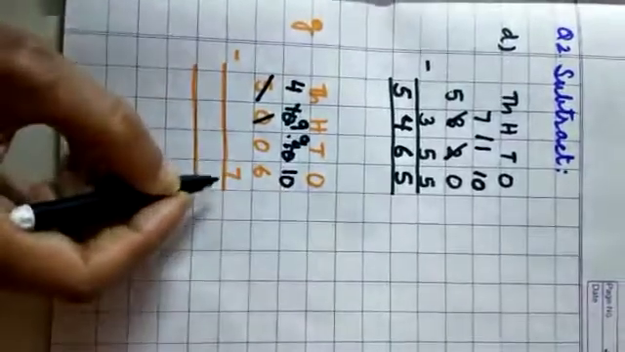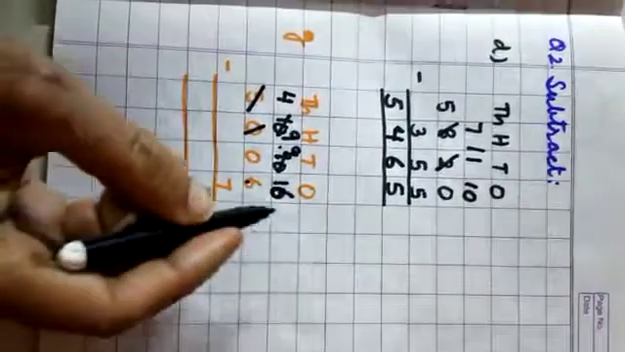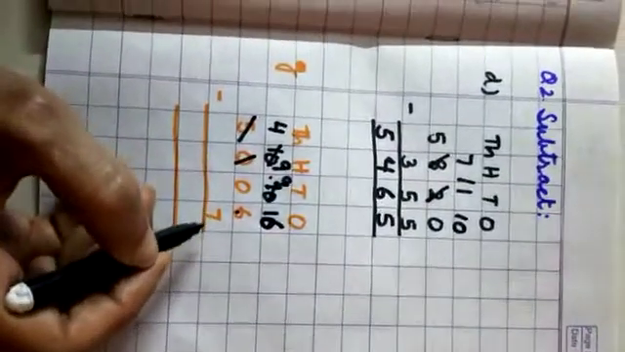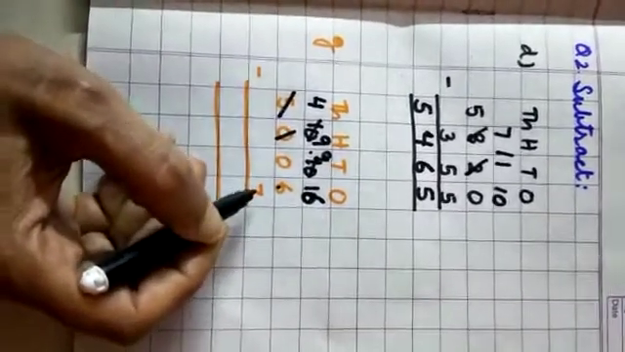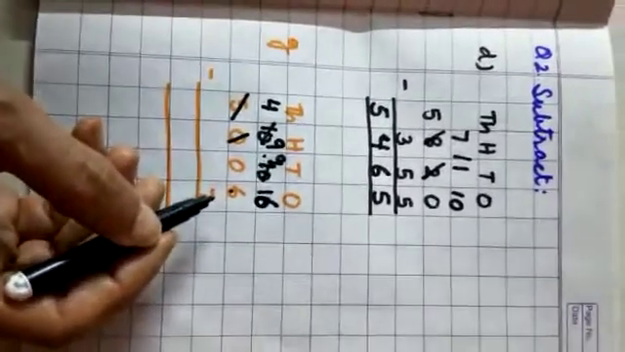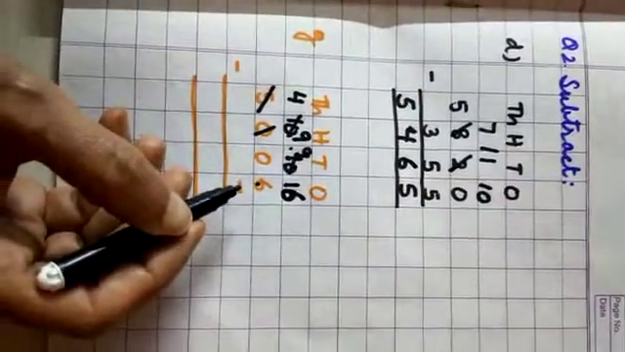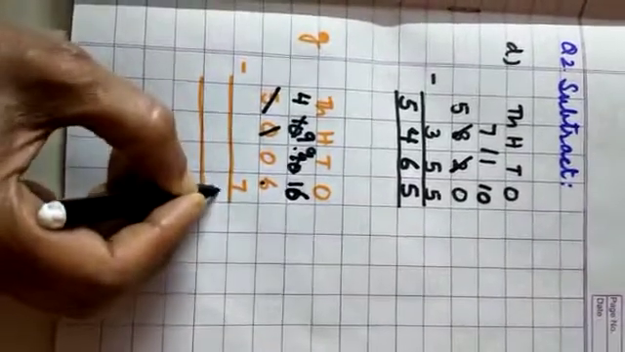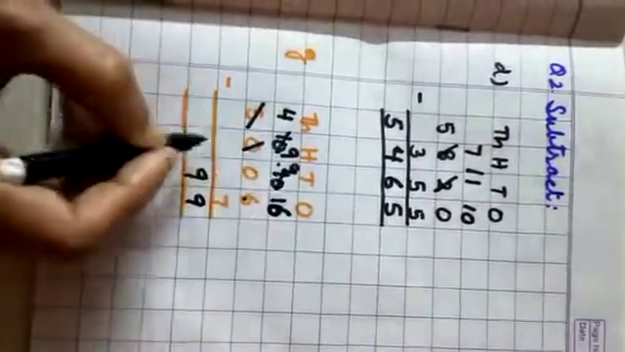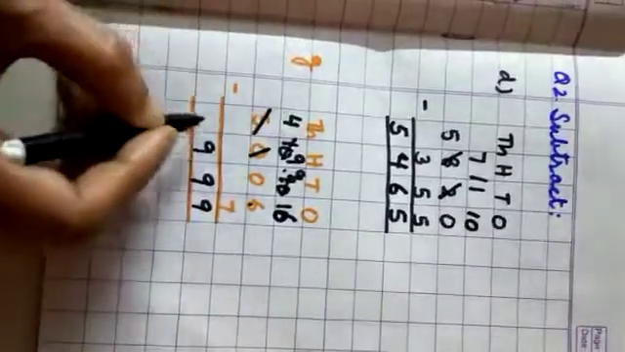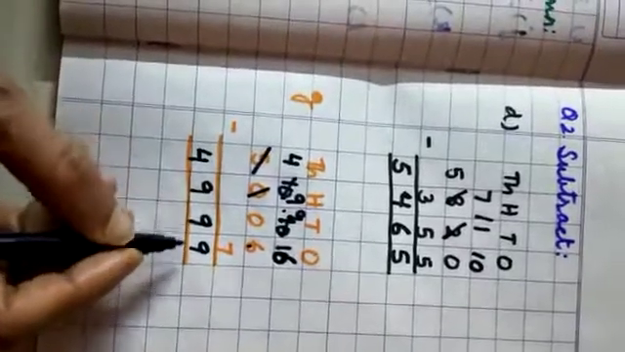Now 10 plus 6 becomes 16. 16 minus 7. Take out your 7 fingers and backward counting after 16: 15, 14, 13, 12, 11, 10, 9. 16 minus 7 is 9. This 9 will come down. This 9 will come down and this 4 will come down. So number becomes 4999.